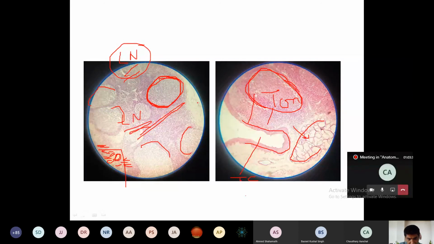Here you can see this is the capsule, a fibrous capsule, and in between the capsule and the cortex you can see the pericapsular sinus. This also you can write. From the capsule there will be extension of trabeculae to the inner side, and around the trabeculae there will be the peritrabecular sinus. In the sinuses there will be flowing of the lymph. All these points you can write. Very good, you have tried well.